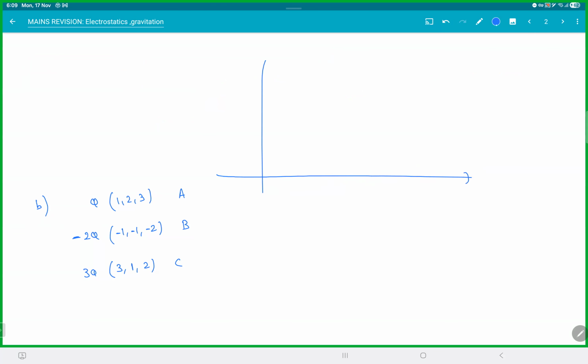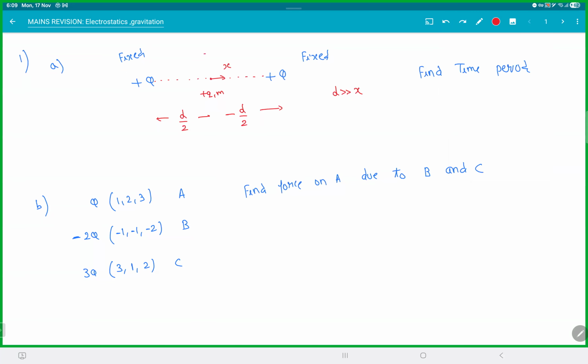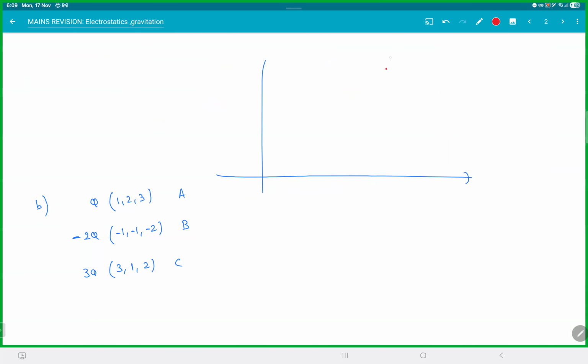So if you take the 3 points there, you want the force on A due to B and C. So this is A, this is B, and this is C. Okay. So at C we have 3Q, and this one is minus 2Q. So this one is going to repel. This will be force on A due to C. This is going to attract. This is force on B due to C.